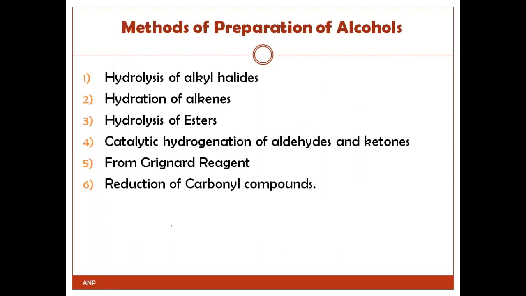Methods of preparation of alcohols. These are some methods by which you can prepare alcohols: hydrolysis of alkyl halides, hydration of alkenes, hydrolysis of esters, catalytic hydrogenation of aldehydes and ketones. You can also prepare alcohols from Grignard reagent and reduction of carbonyl compounds.